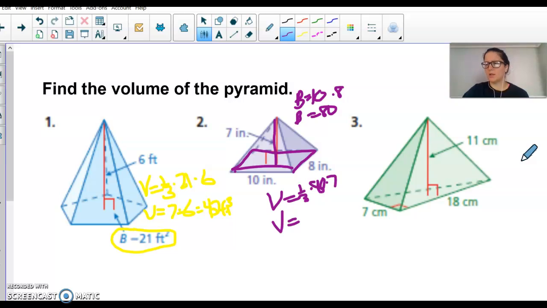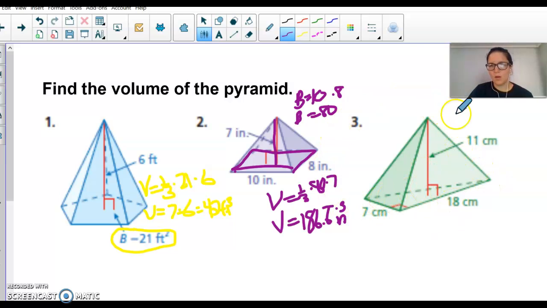1/3 times 80. So 80 times 1/3 times 7. And we got our first decimal. So it's 186.6 repeated inches cubed.